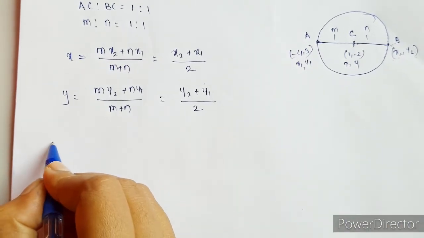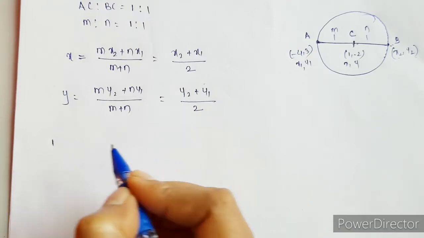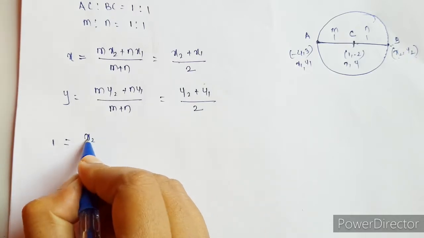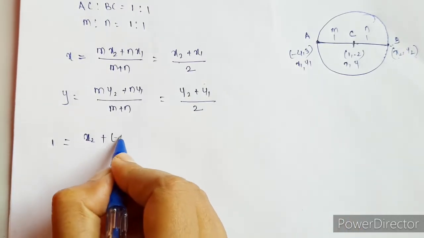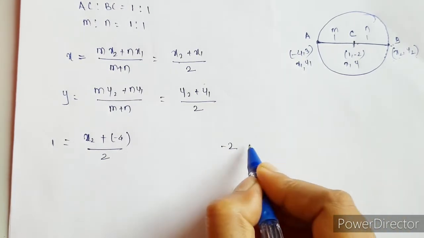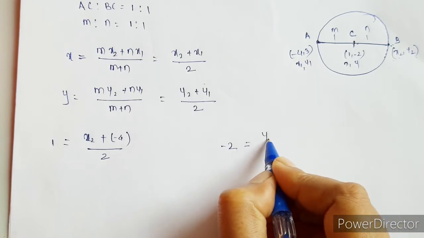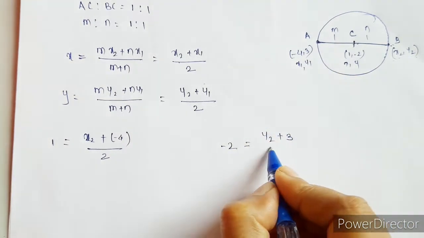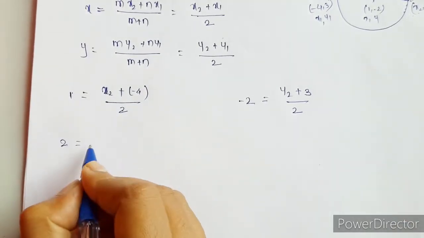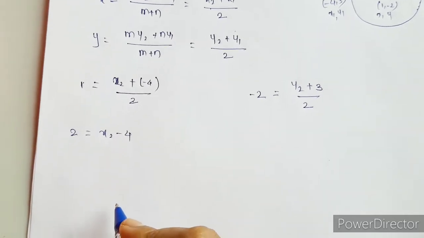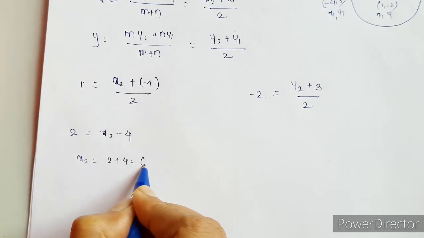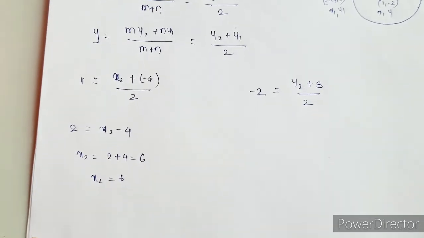Let's substitute. Our x in this case is 1, right? x2 we have to find, so I am keeping this as it is. We are finding x2. x1 is given as minus 4 upon 2. Similarly, y is given as minus 2. y2 we have to find. y1 is 3 upon 2. Okay, I can cross multiply this. 2 into 1 is 2. We have x2 minus 4. So if I am taking this to the other side, x2 is nothing but 2 plus 4, which is 6. So the value of x2 is 6.